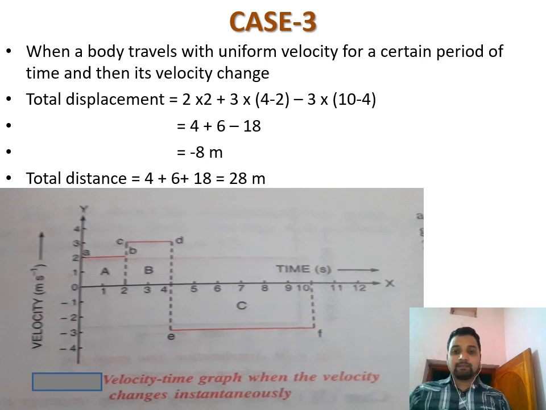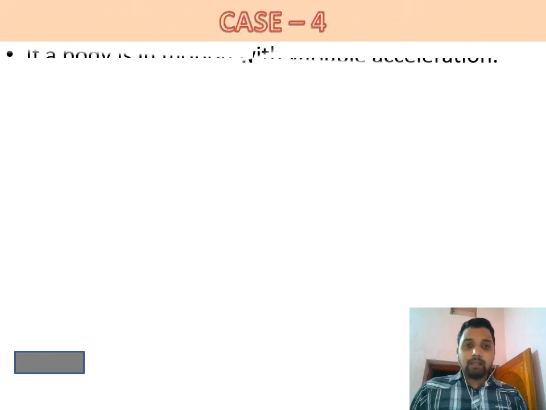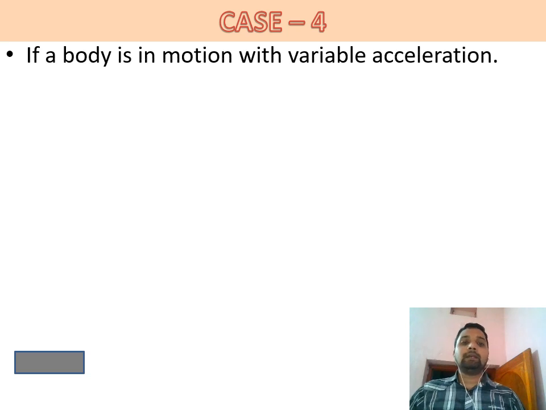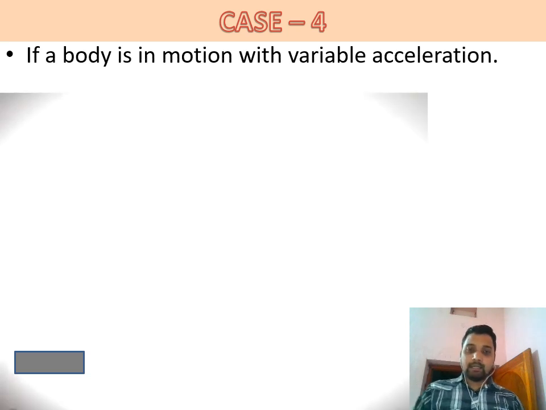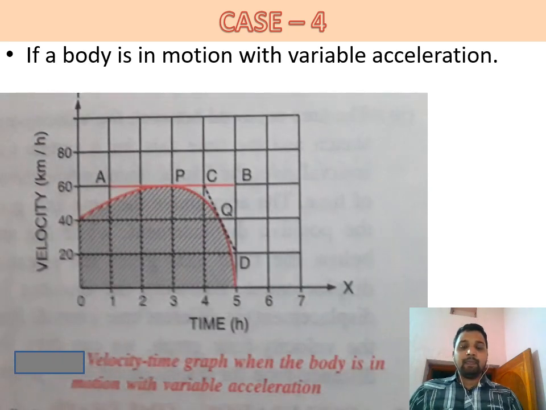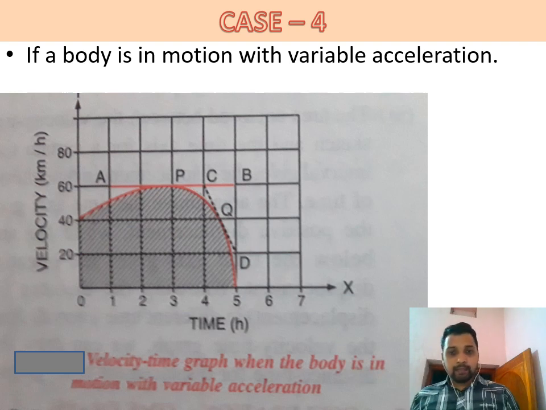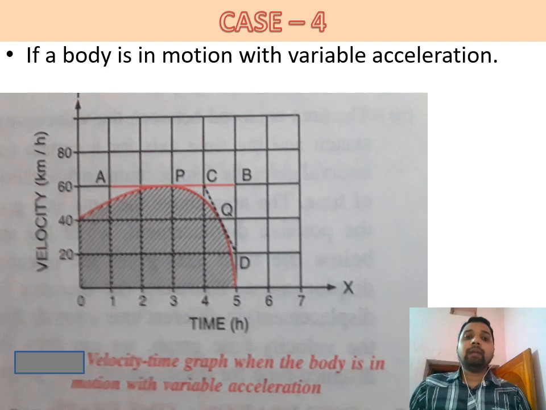So distance and displacement here change. Next one, we'll come to the next part of case number 4. In case number 4, when the body is in motion with variable acceleration, in this type of figure, we'll get a curved line. In this case, we have to take two tangents.